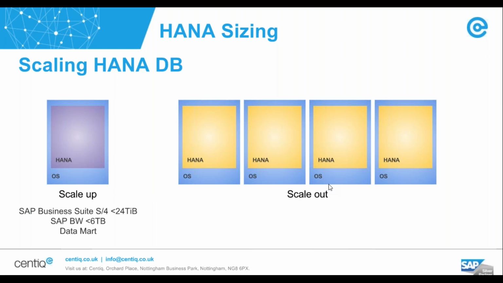Now, scale up is really suitable for SAP Business Suite and S4 systems. The scale up size tops out at about 24 terabytes. It's fair to say that there aren't that many infrastructure platforms that support that size, are there? No, once you go beyond 8 sockets, once you go beyond the 8 terabyte limit, you're talking esoteric hardware, stuff that doesn't get deployed all that often, and you can pay a premium for these larger systems as well. In terms of BW, we're looking at anything less than around 6 terabytes, and any modestly sized data mart would also be suitable for scale up.